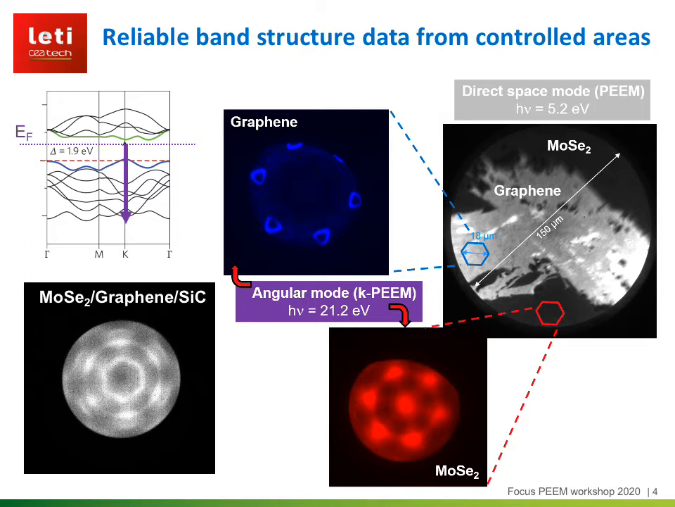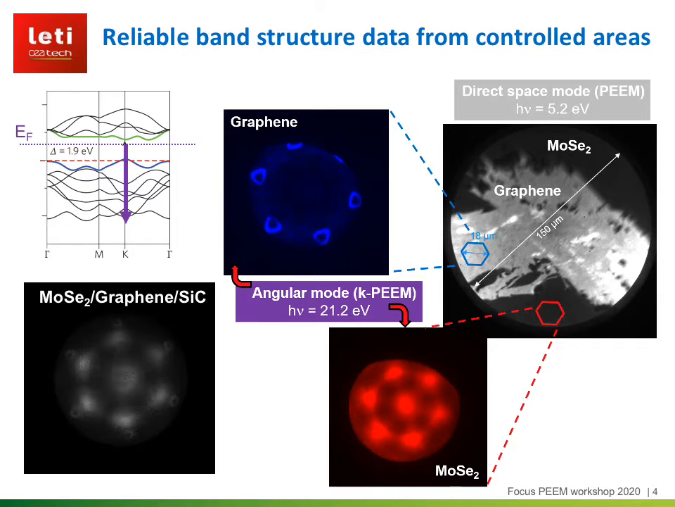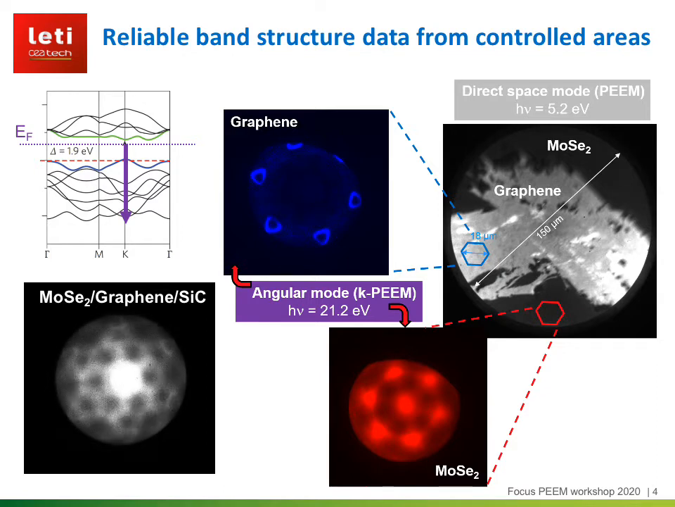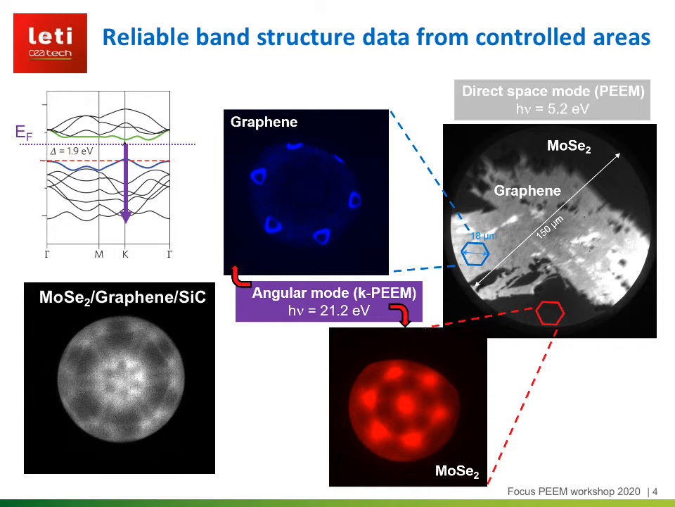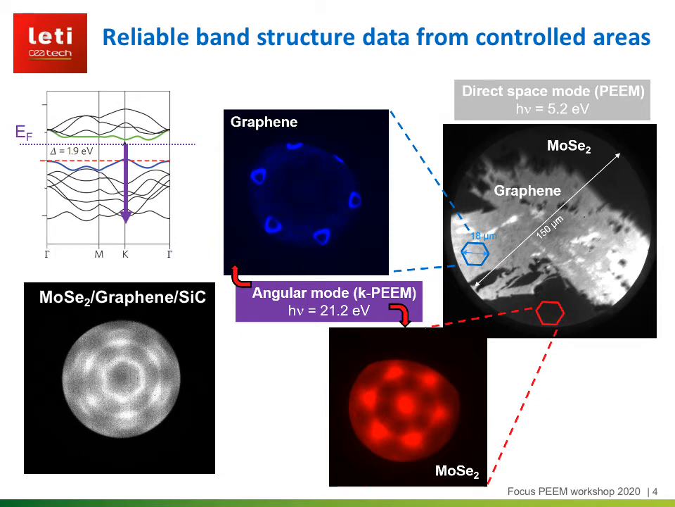So when you actually play the whole band structure experiment, you will see the graphene bands appearing first, and then in the middle, the bands coming from the molybdenum diselenide are clearly visible. And out of this data, you can make a cut over a particular high symmetry direction, and you can derive the band structure data.